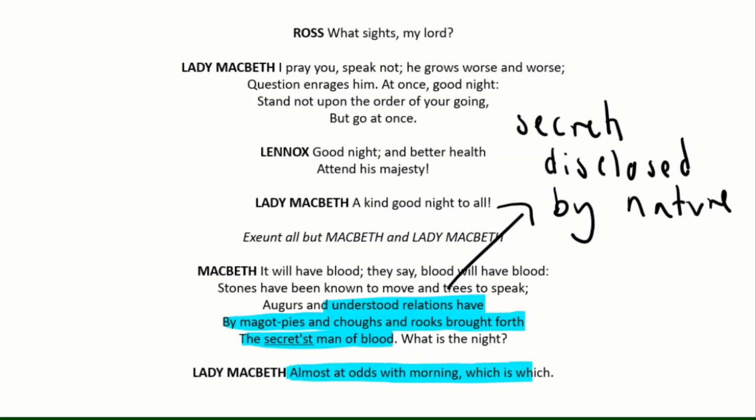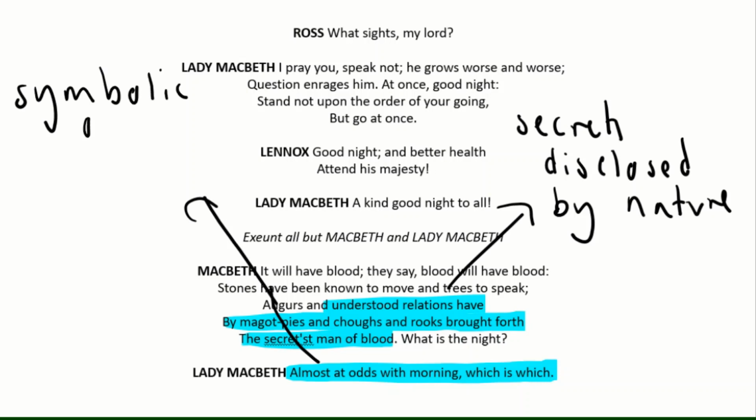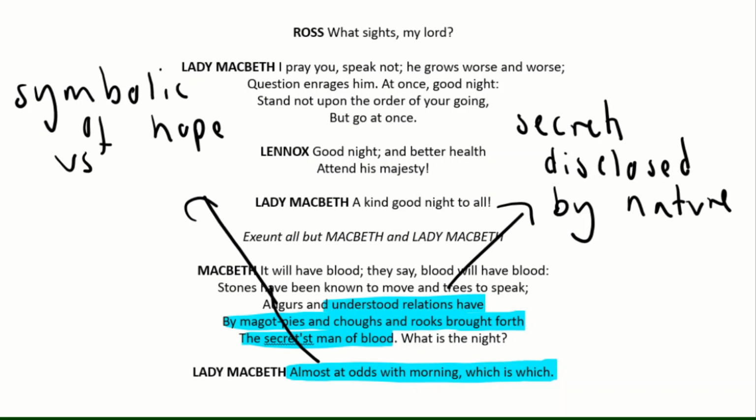Almost at odds with morning, which is which. Okay, there's going to be quite a few annotations for this one. So again, morning and light is symbolic of hope and good, and night is symbolic of evil and bad. So let's add that in. Symbolic of hope versus corruption.